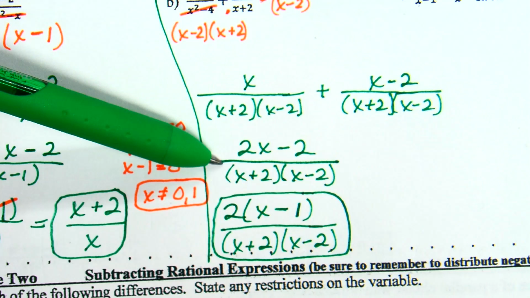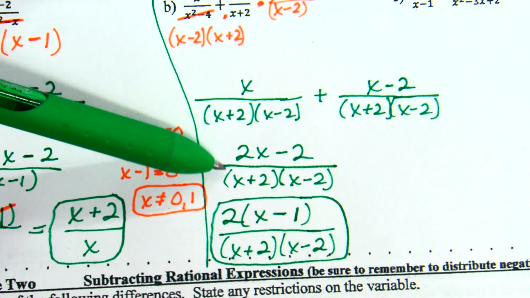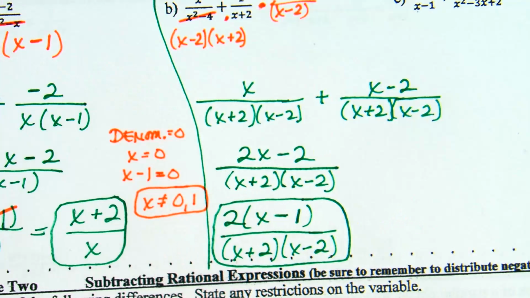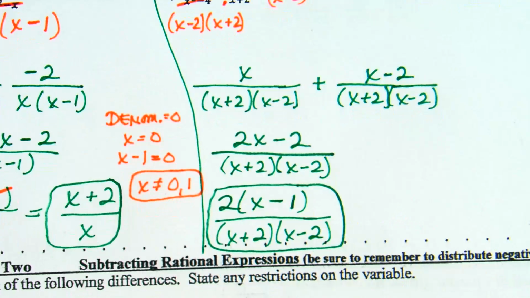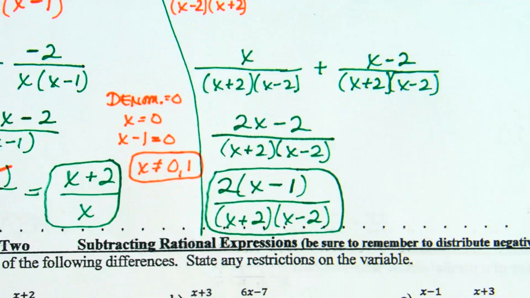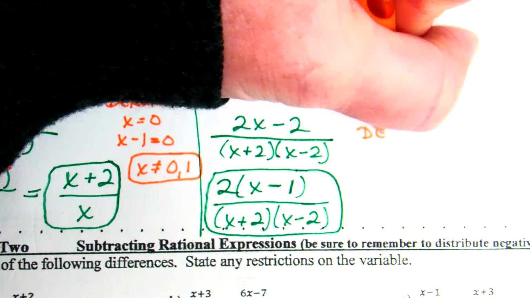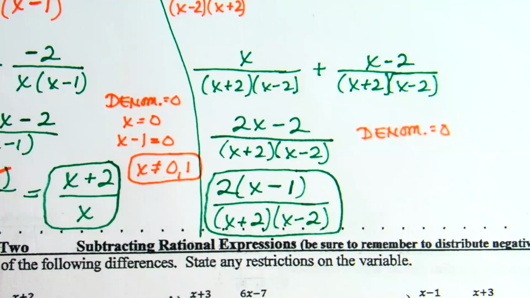Okay. Restrictions on the variables. What are my restrictions? Positive and negative 2. Because if you set x plus 2 equal to 0, x minus 2 equal to 0, x cannot equal plus or minus 2.